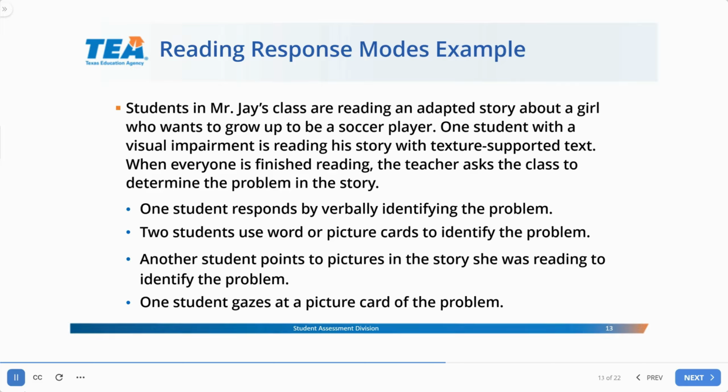One student responds by verbally identifying the problem. Two students use word picture cards to identify the problem. Another student points to pictures in the story she was reading to identify the problem. One student gazes at a picture card of the problem.